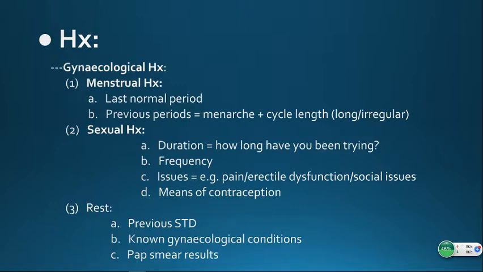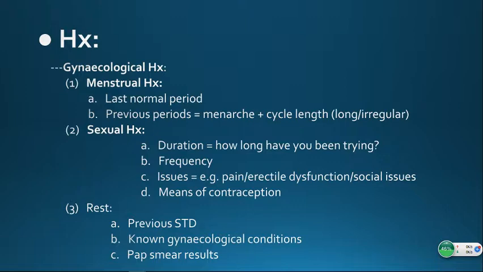Sexual history is also very important. So number one question to ask is duration. So how long have you been trying to get pregnant, if you have been trying at all? Because if you've been trying for 1 year without success, it is considered infertility. And that is without any risk factors in the first place. And frequency is very important as well, because increased frequency of sexual intercourse increases your chance of getting pregnant.